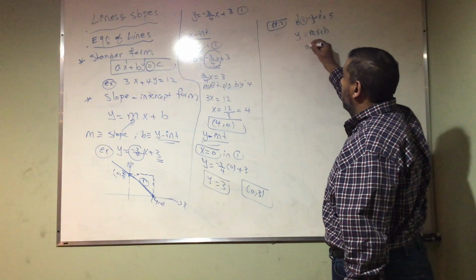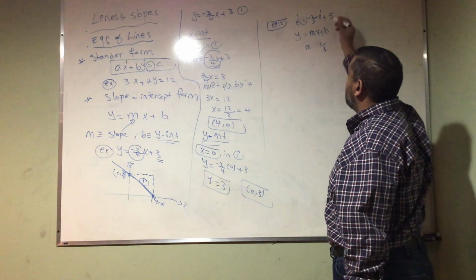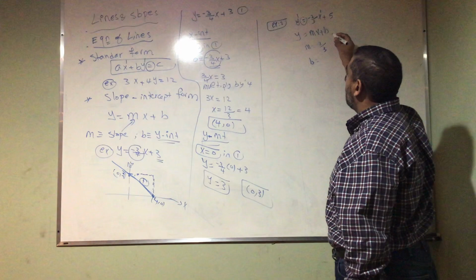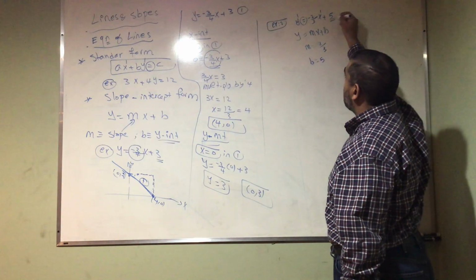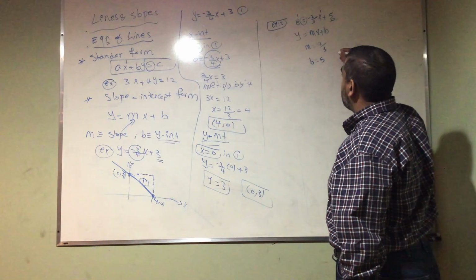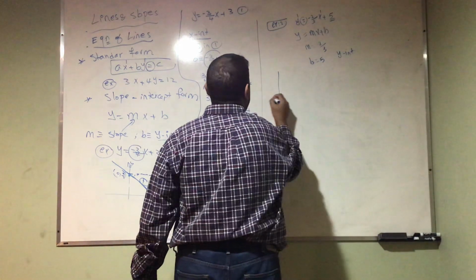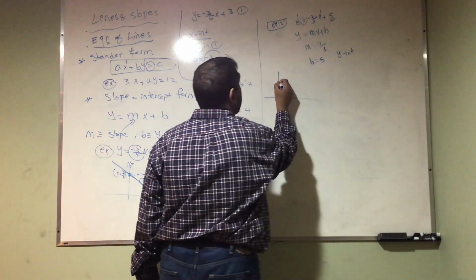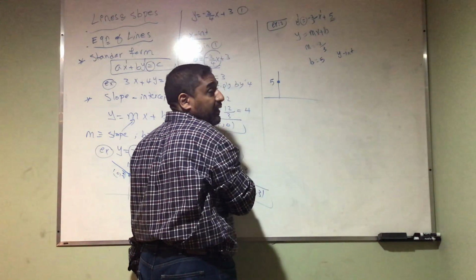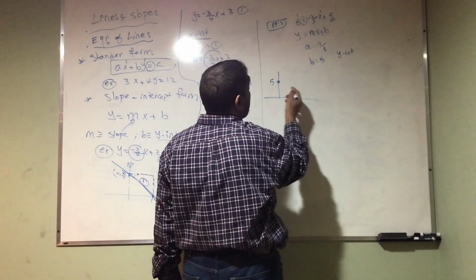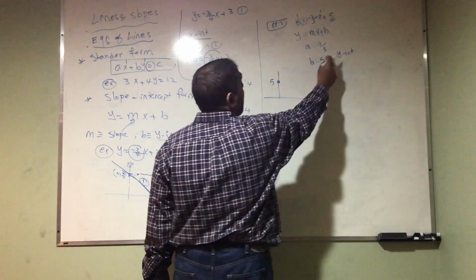So here, what is your m? It is negative 2/3. What is your b? Your b here is your y-intercept, 5. We call this b the y-intercept. So I figured out the y-intercept. If I grab this one here, I know the y-intercept is 5, so this point is 5. So I need to get another point. So this point here, your y-intercept is 5.